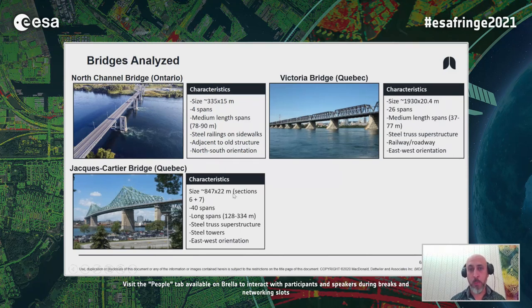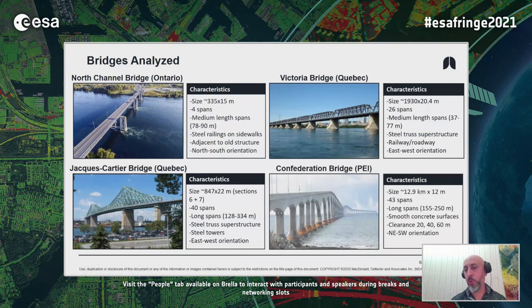This is a two-component bridge, but we were specifically interested in monitoring sections 6 and 7, which is the one we are looking at in the picture. It consists of 4 spans. These are long spans. It has a steel truss superstructure and 2 steel towers, and its orientation is west.